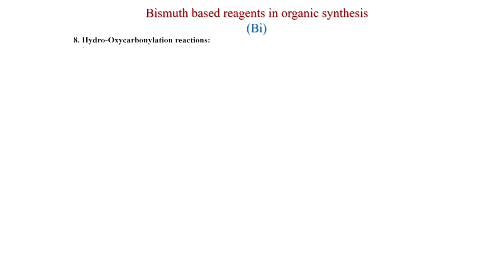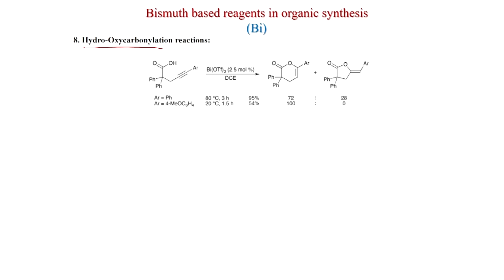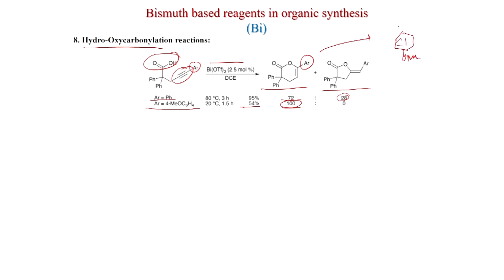And lastly, we discuss the hydrocarbonylation reaction. So, this is the reaction: there is an acid motif and an alkyne, an internal alkyne with aryl substituent. With bismuth triflate 2.5 mole %, you get this 6 member lactone and 5 member lactone. When Ar is equal to Ph, you get 72:28, and when Ar is equal to 4-methoxyphenyl, in that case at 20 degree centigrade you get less yield, but better selectivity, 100% this product is formed. So, when Ar is equal to 4-methoxy, because that is electron donating.